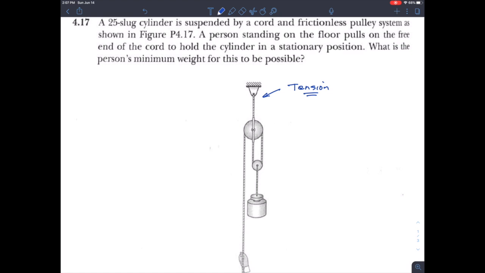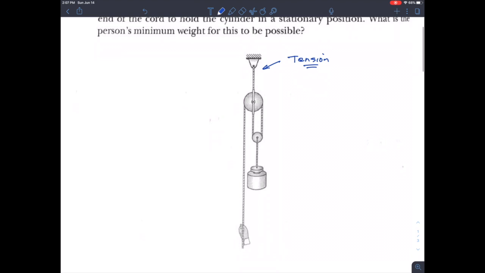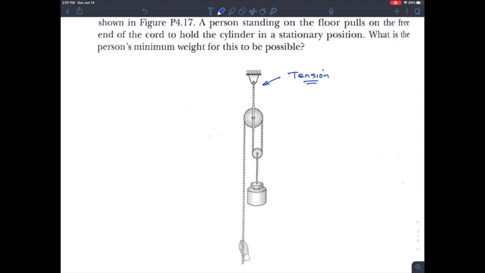Okay, so we look at this and we need some way of attacking this problem. And we know a couple of things. We know about free body diagrams. We know about static equilibrium, where the sum of forces in the x direction is equal to 0 and the sum of forces in the y direction is equal to 0. And we know about weight and mass. Okay, so we know those things. How are we going to attack this problem?